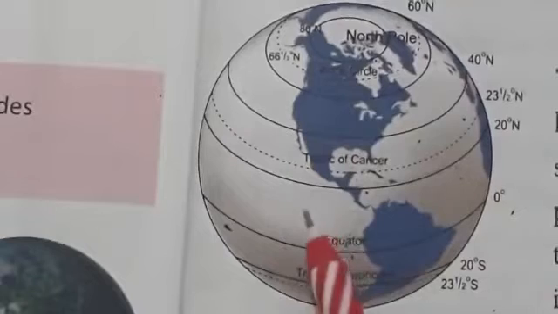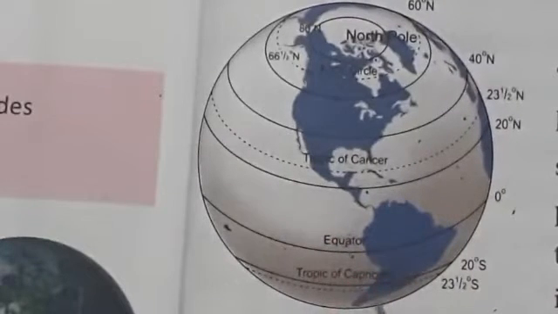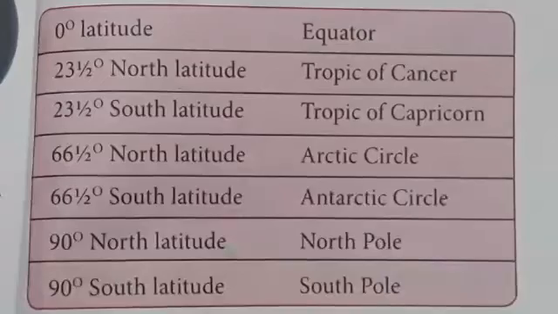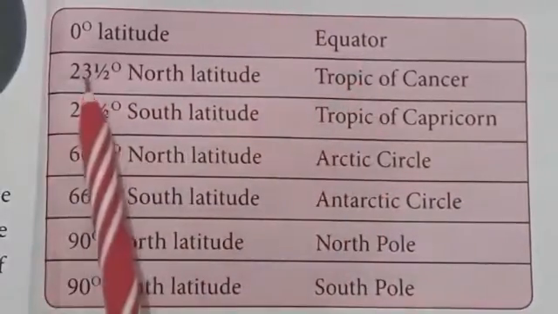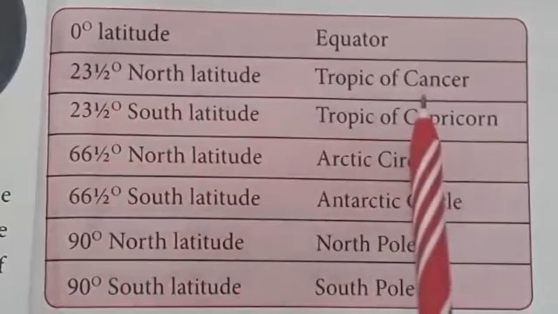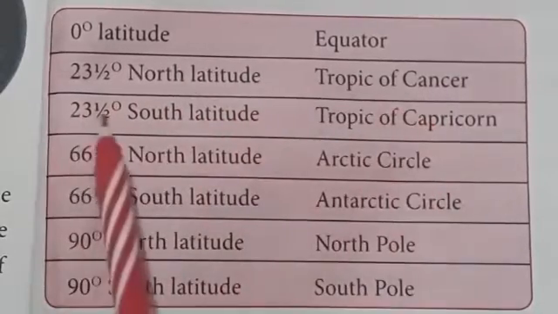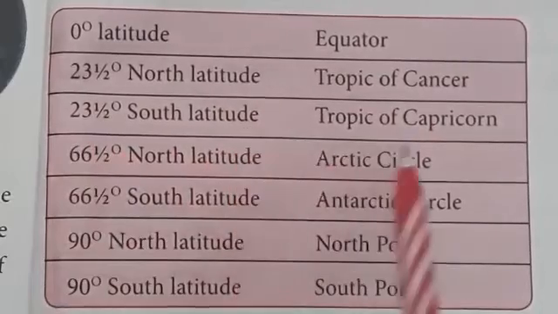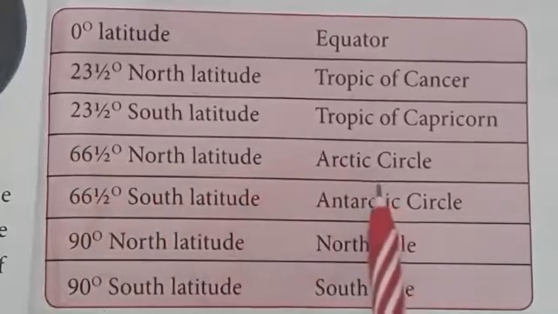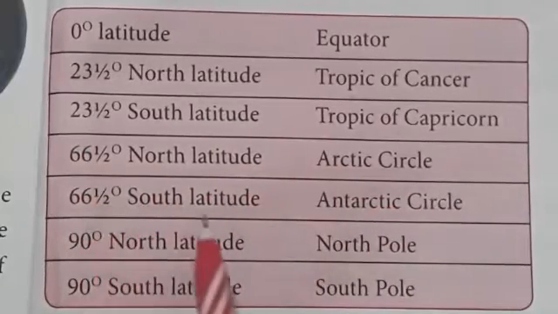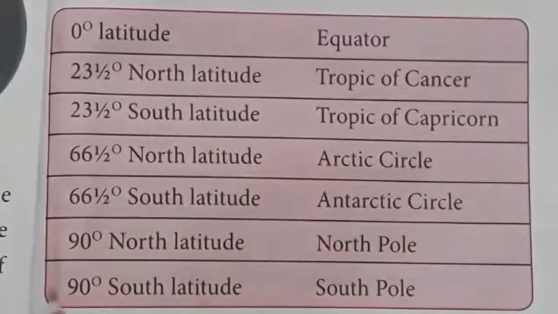There are 180 latitudes. In that, a few of the latitudes are said to be important latitudes. Let us see the important latitudes. See, at the 0 degree latitude we say it is the equator. 23.5 degree north latitude, what is located? Tropic of Cancer. 23.5 degree south latitude, Tropic of Capricorn. 66.5 degree north latitude, Arctic Circle. 66.5 degree south latitude, Antarctic Circle. 90 degree north latitude, it's North Pole, and 90 degrees south latitude, it's South Pole.